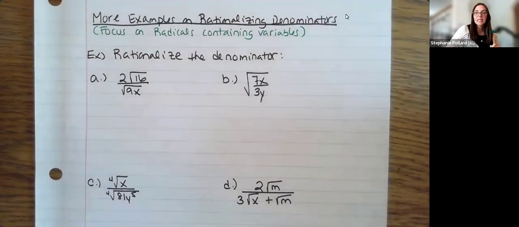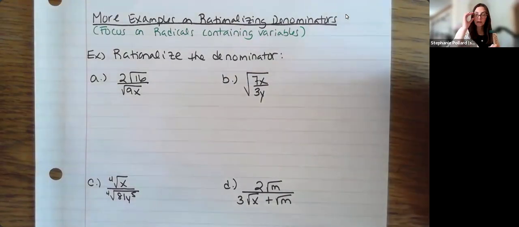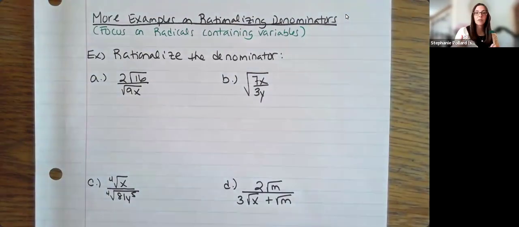Welcome everybody. In this video, I want to do some more examples on rationalizing denominators, but I brought in some examples here that have variables in them. A lot of the examples in the previous video are just numbers, right? So here we're going to do some with variables as well. If you see something obvious that you can simplify first, you may want to go ahead and do that.